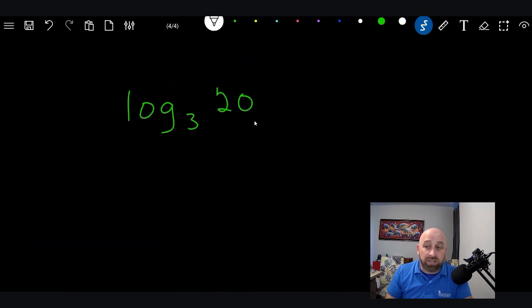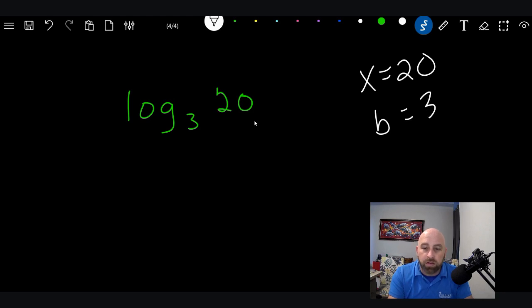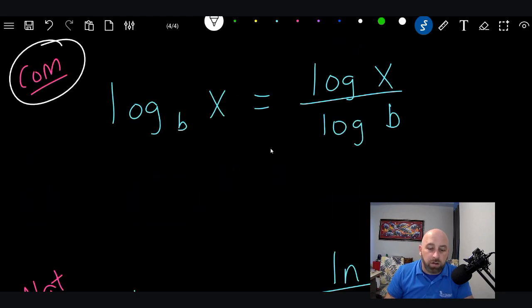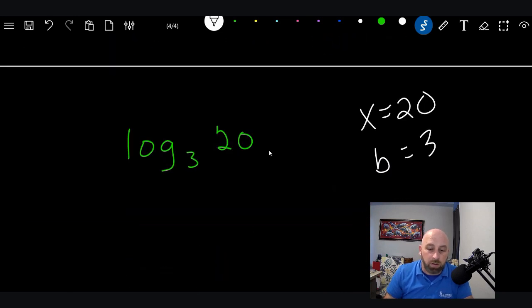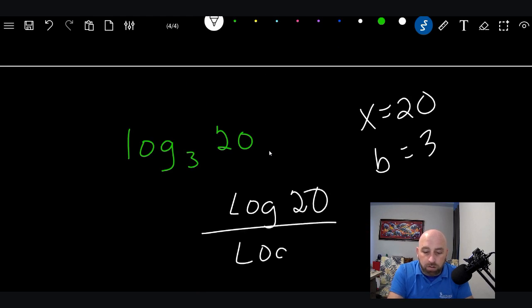All right, so what does that look like on this one? What is the argument and what is the base? In this one, the argument, which is x, equals 20, and the base equals 3. So what are we going to do here? We're going to put log of x, log of 20, over log of the base, log of 3.